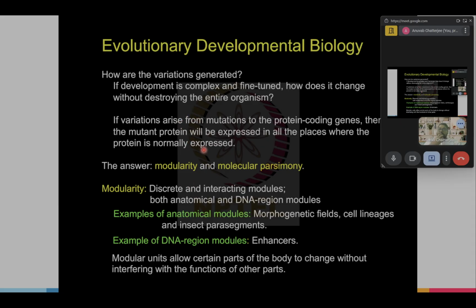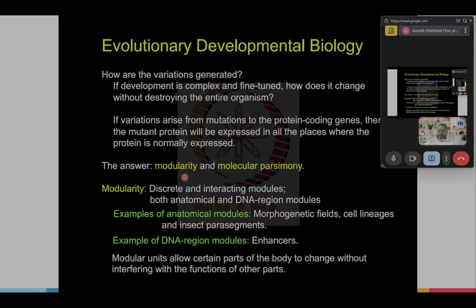How do you tweak the developmental program so that you only have variations, but your overall organism is safe from having a completely wrong body plan? And the answer is modularity and molecular parsimony. These are things that we have discussed in last week's class as well.